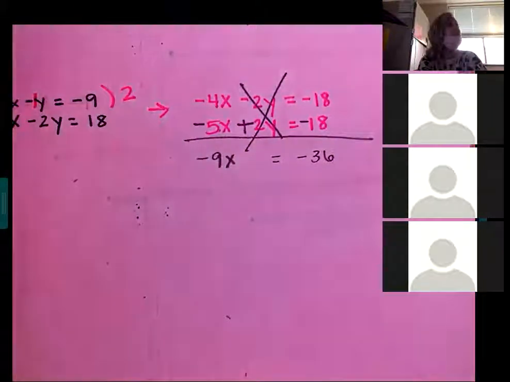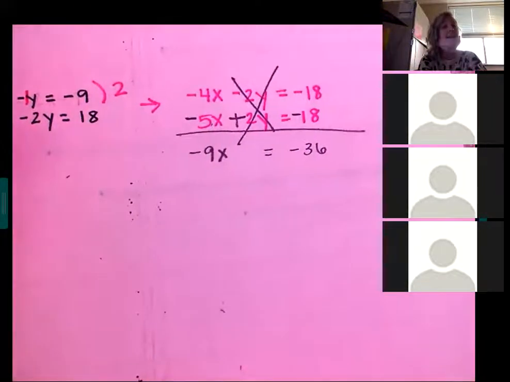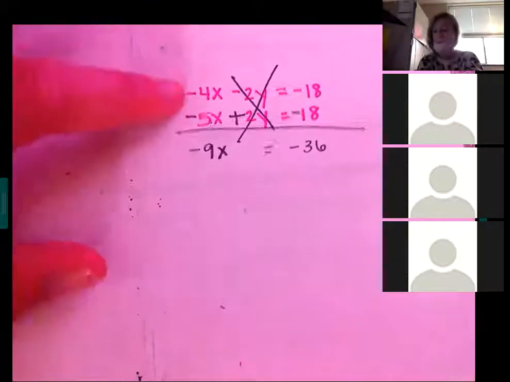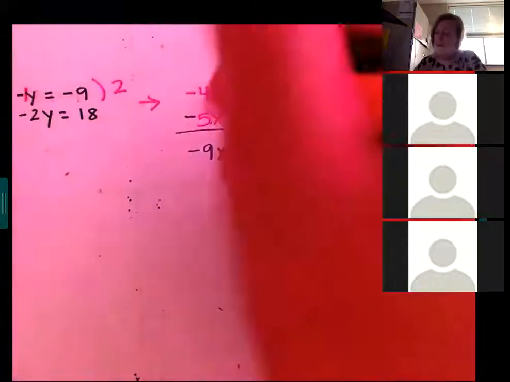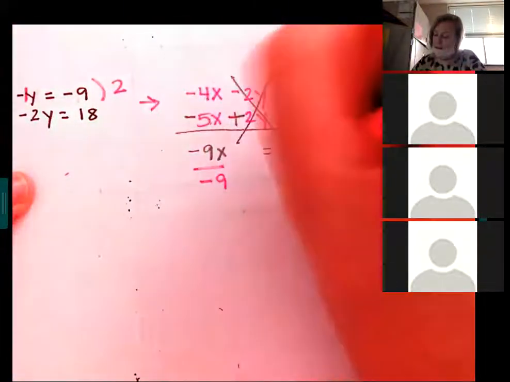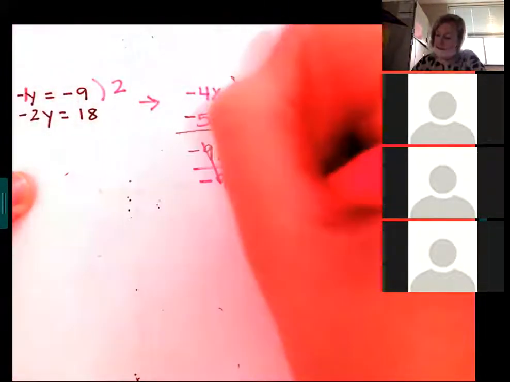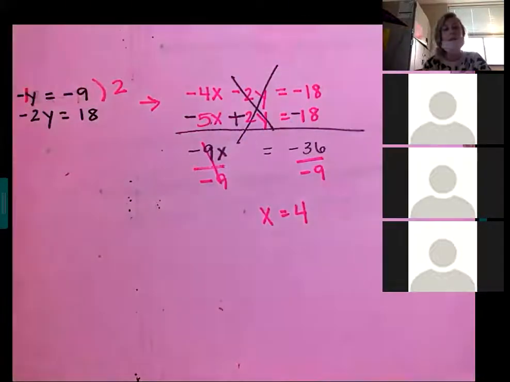The signs are the same. Do y'all agree that would be negative 9x and negative 36? Same signs you add. 18 plus 18 is 36. 4 plus 5 is 9, and they're both negative. So what would x be when we divide by negative 9? Yes, x equals positive 4.